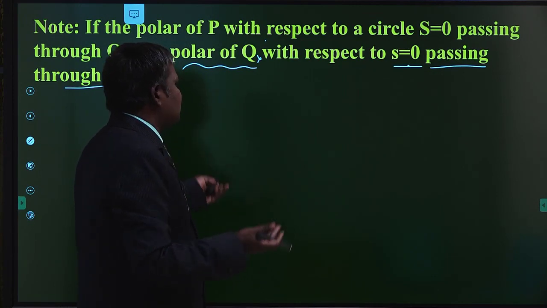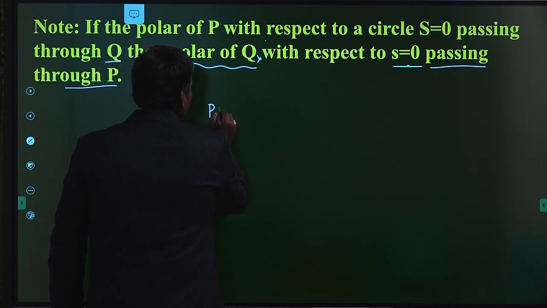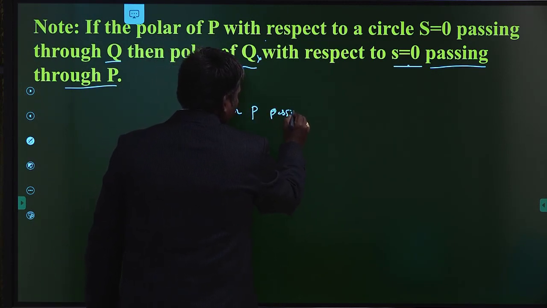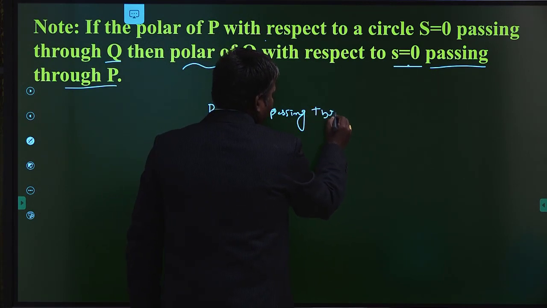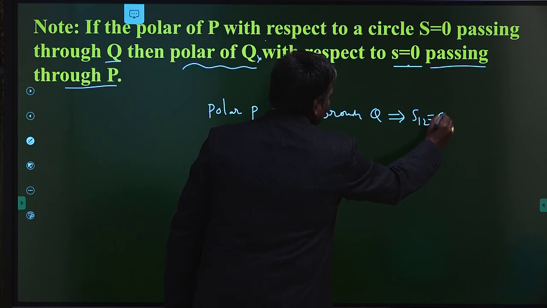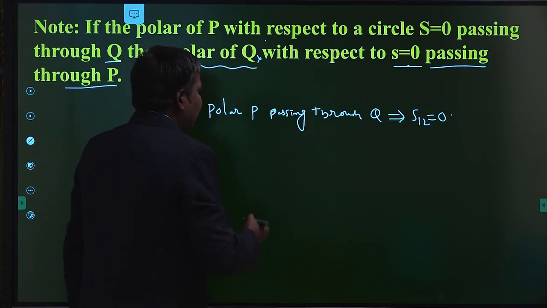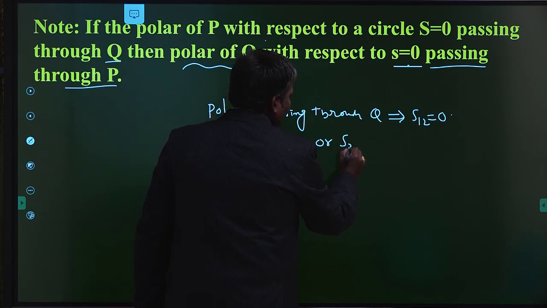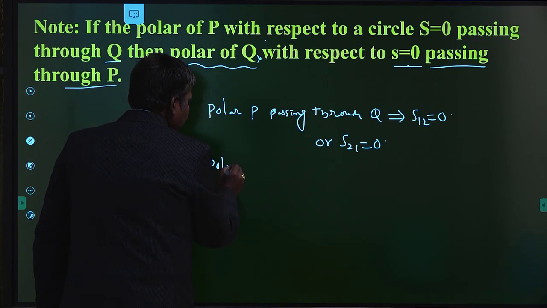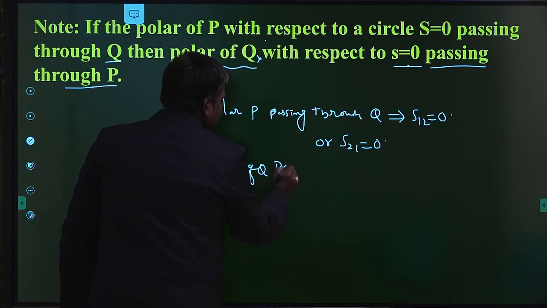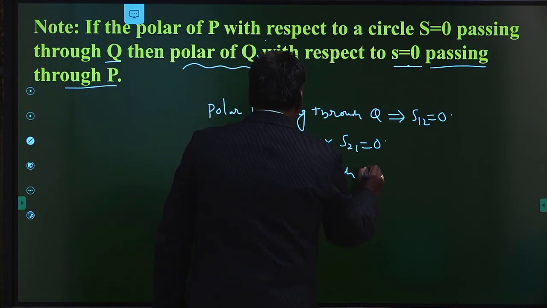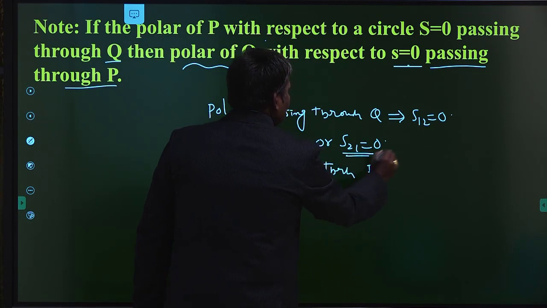Here, how to prove this one? This is very simple for you. Polar of P passing through Q implies what you obtain here, S12 equal to 0. S12 is nothing but S21 equal to 0. This may be considered as polar of Q passing through P.